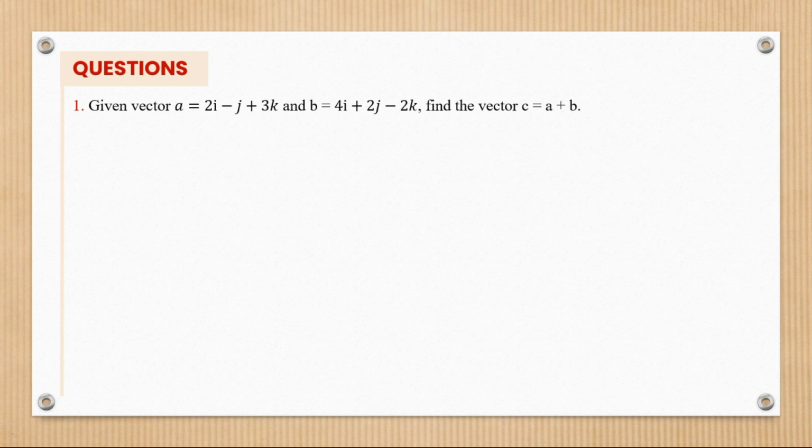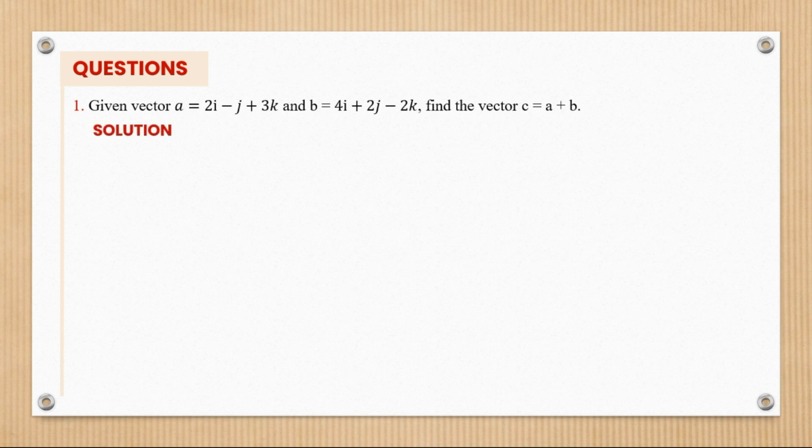So let's look at some examples to understand this further. Given vectors a is equal to 2i minus j plus 3k and b is equal to 4i plus 2j minus 2k, we're being told to find the vector c is equal to a plus b.